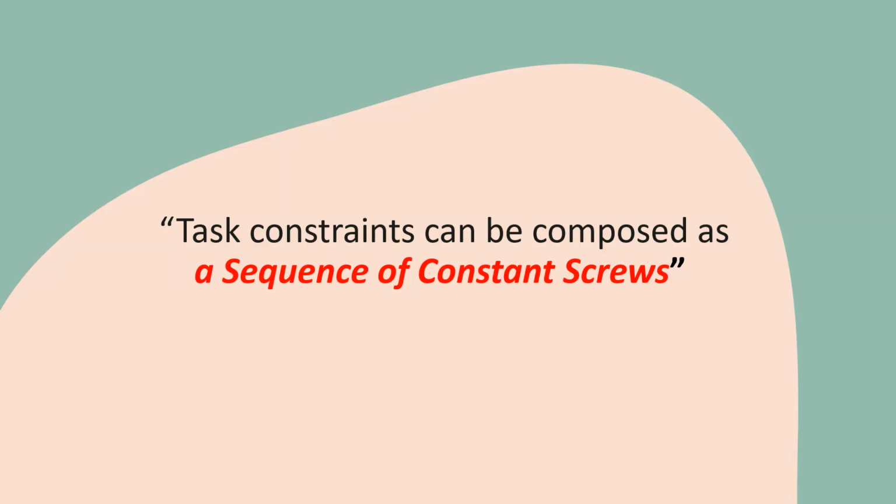What we observe from the given examples is that, irrespective of how the task constraints are enforced, either due to the presence of joints or due to the inherent nature of the task, they can be composed as a sequence of constant screws. By extracting the constraints on the motion as a sequence of constant screws, the task can be successfully executed for variations in the position and orientation of the task-related objects.